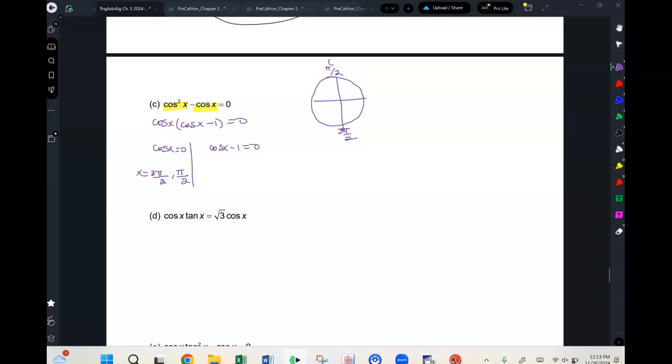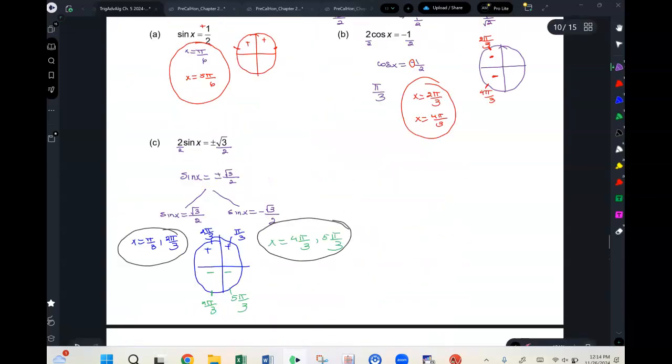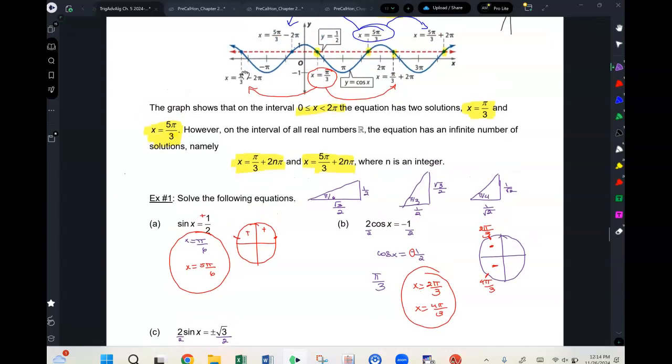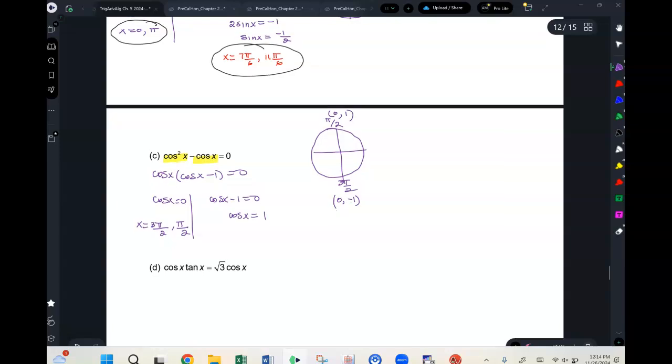Right? Because at those, it's (0, 1) and (0, negative 1), and the x coordinate has to be 0 for the cosine to be 0. Here, cosine of x is equal to 1. Cosine is the horizontal side. Do I have a triangle with the horizontal side equal to 1? I do not. So it's got to be one of these quadrantals again.